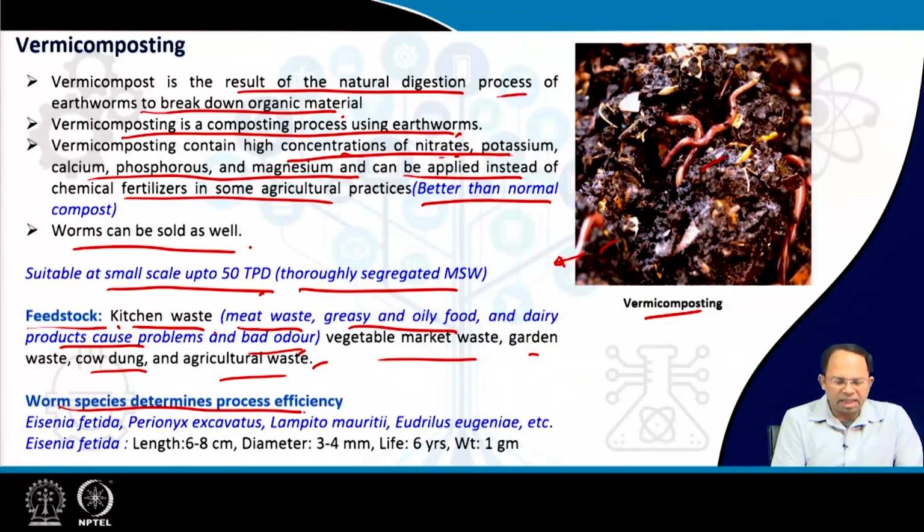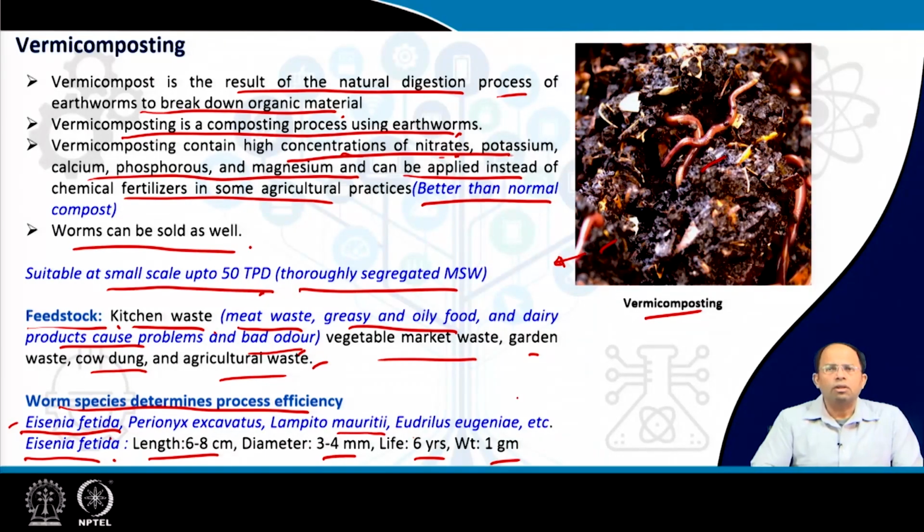Some earthworm species are more efficient than others. One popular one is the red earthworm, which we call the California red earthworm. This is Eisenia foetida. It has a length of around 6 to 8 centimeters, diameter 3 to 4 millimeters, life of about 6 years and weight of about 1 gram. There are other species also, like Perionyx excavatus and Lampito mauritii. All these different species are also utilized.